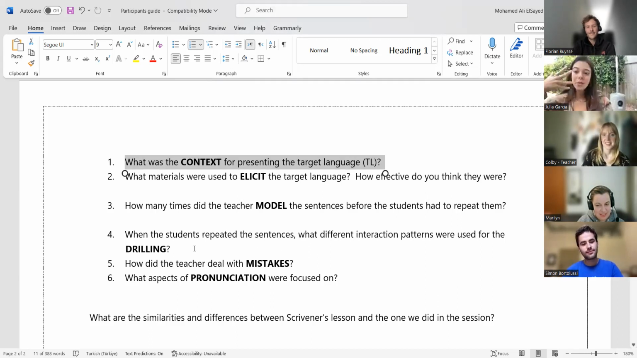He also uses the fingers to make them repeat the sentence properly. Okay, good job. Finger highlighting. This is a technique.